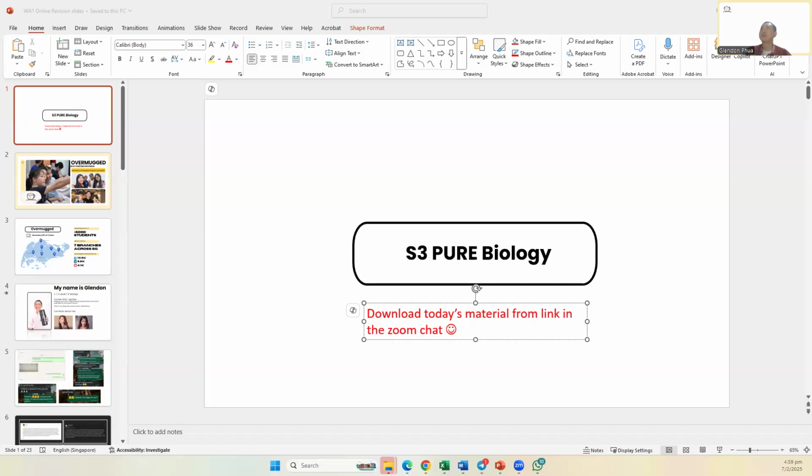For the Zoom link, you can actually just scroll upwards. You will find it there, but don't worry, I can repost it again. Just scroll upwards.